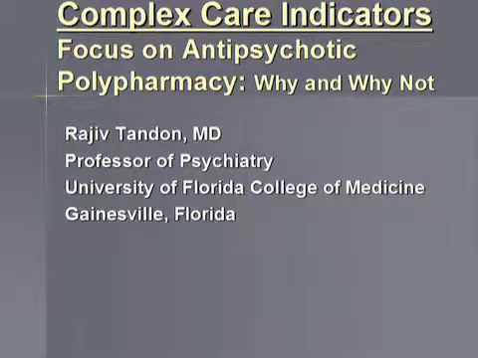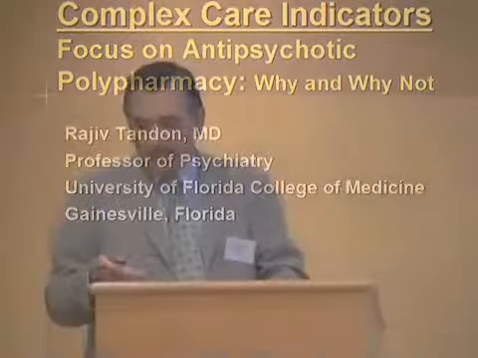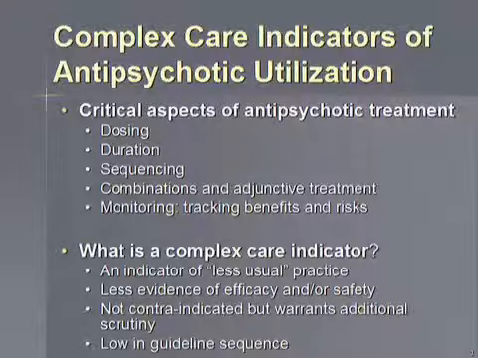What we're going to talk about is our complex care indicators for the use of antipsychotics. The complex care indicators basically refer to an indicator of less usual practice, because this is a treatment to be used after more evidence-based treatments have been utilized, after ostensibly less risky or more efficacious treatments have been utilized. And so it's an indicator of less usual practice.